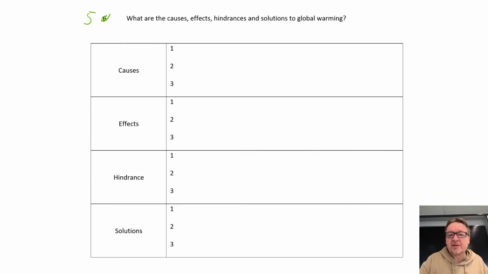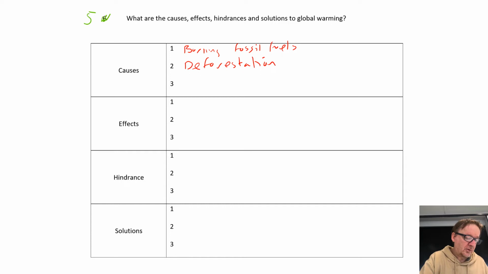What are the causes, effects, hindrances and solutions to global warming? Global warming is massive, it's affecting every single one of us. The three causes are burning fossil fuels. It's quite small for me to write on this. Another cause is deforestation, and another cause is releasing trapped greenhouse gases.